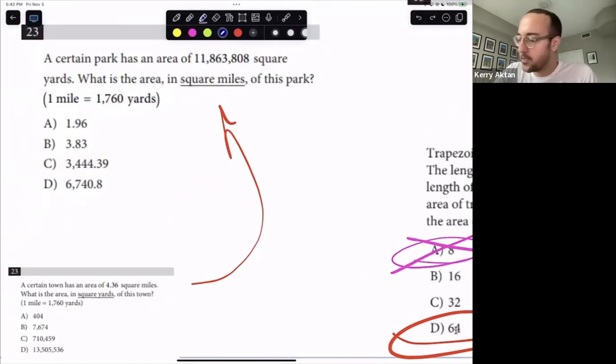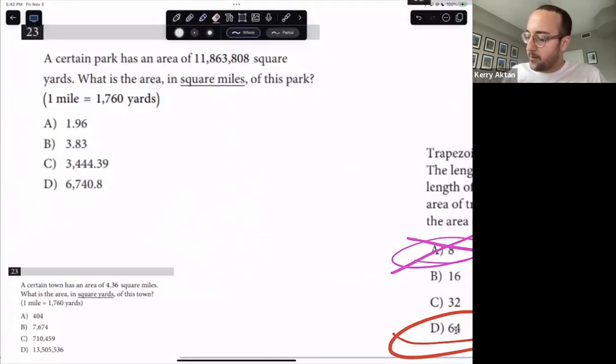Top answer's got to be B, I think. B as in boy. I haven't done it yet, but I think just by looking at it, it's got to be B. B as in boy. So let's work through them.